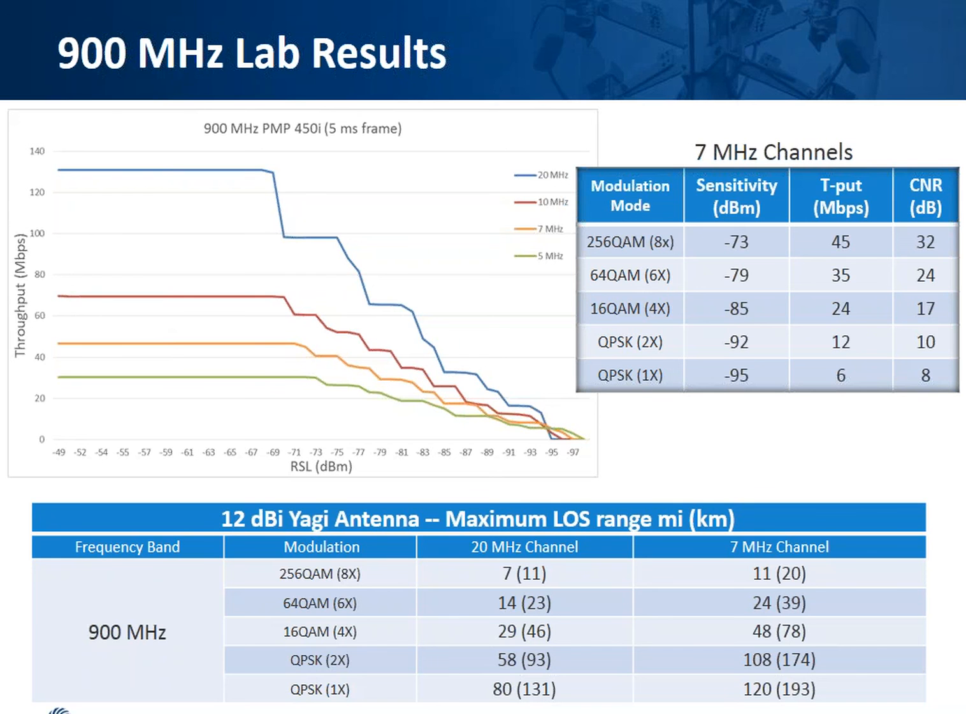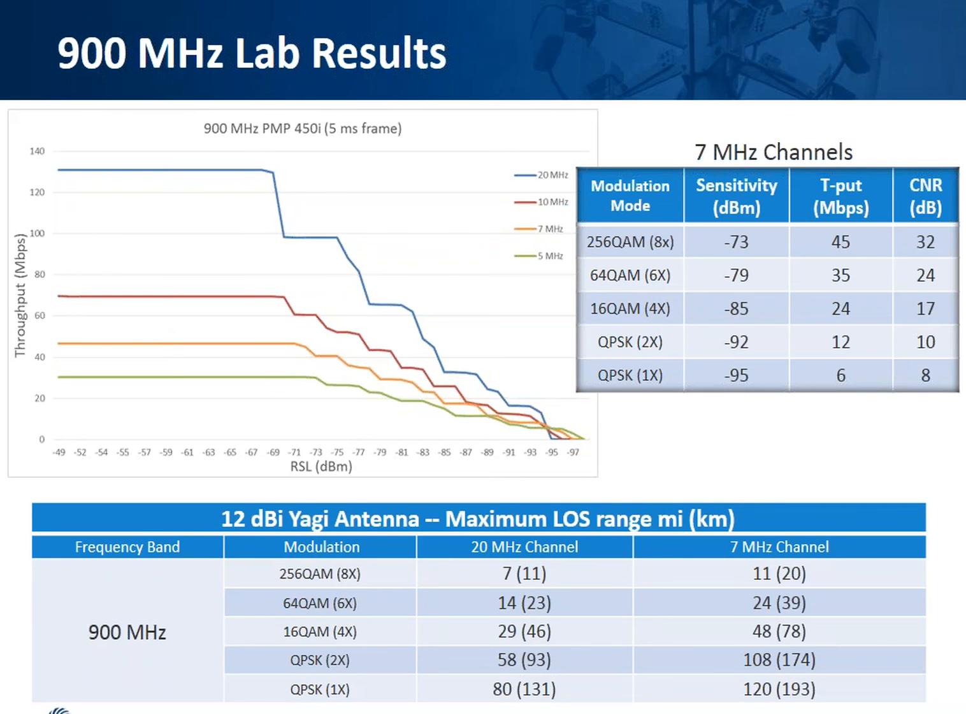With 7 meg channels, you can see the table on the right, the various modulations in terms of sensitivity, and then the throughput you can achieve. So even at QPSK, which is the lowest modulation we support, you get about 6 megs of throughput down to minus 95 sensitivity.